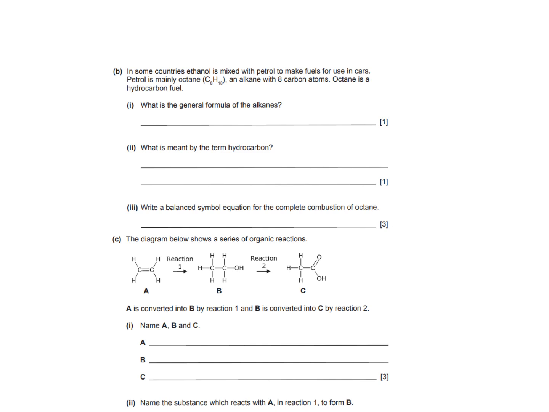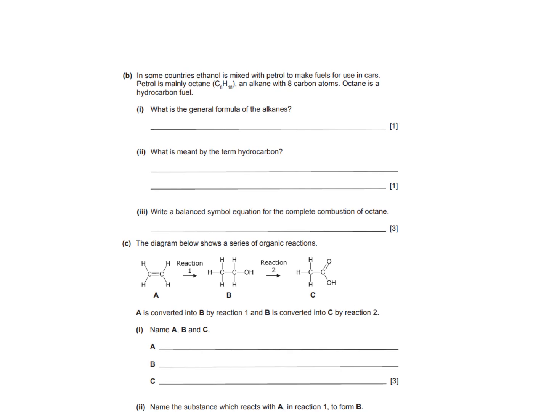Part B. What is the general formula of the alkanes? Again, that's just going to be CnH2n plus 2. Hydrocarbon, again, you can see it's a popular question.